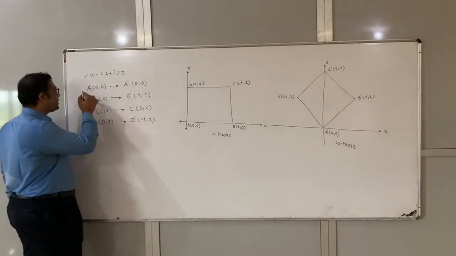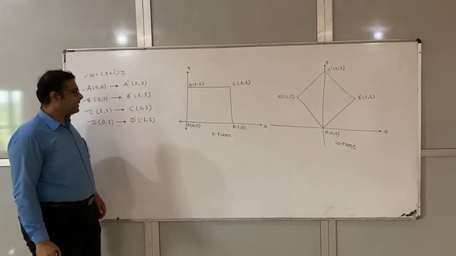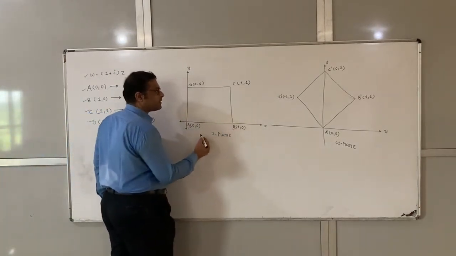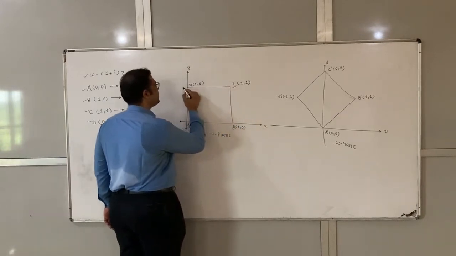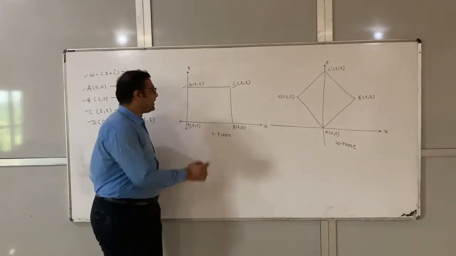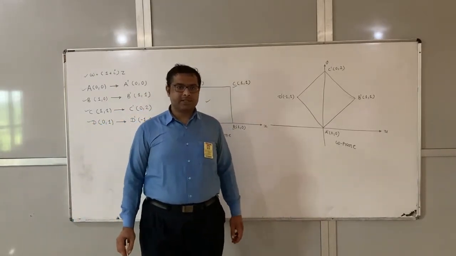Now first plot all 4 vertices A, B, C and D in the Z plane. So this is your point A00, this is point B10, this is your point C11 and this is your point D01. By joining all these points you will get this square region ABCD.